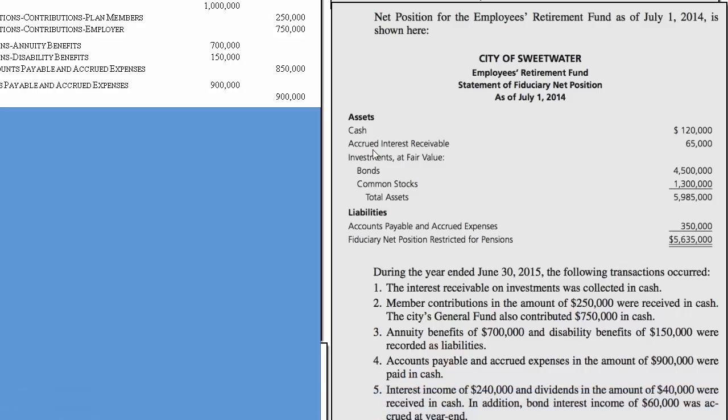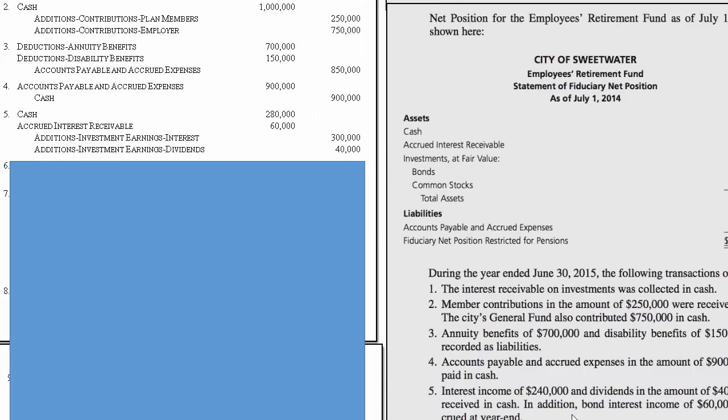All right, the next entry, number 5, on the bottom right of your screen says interest income of $240,000 and dividends in the amount of $40,000 were received in cash. In addition, bond interest income of $60,000 was accrued at year end. So we've got to show that journal entry next. Right above my mouse you see entry 5 here. Cash would be debited for $280,000. Accrued interest receivable would be increased by $60,000. And we would show additions to investment earnings for interest and dividends in the amount of $300,000 and $40,000 respectively.